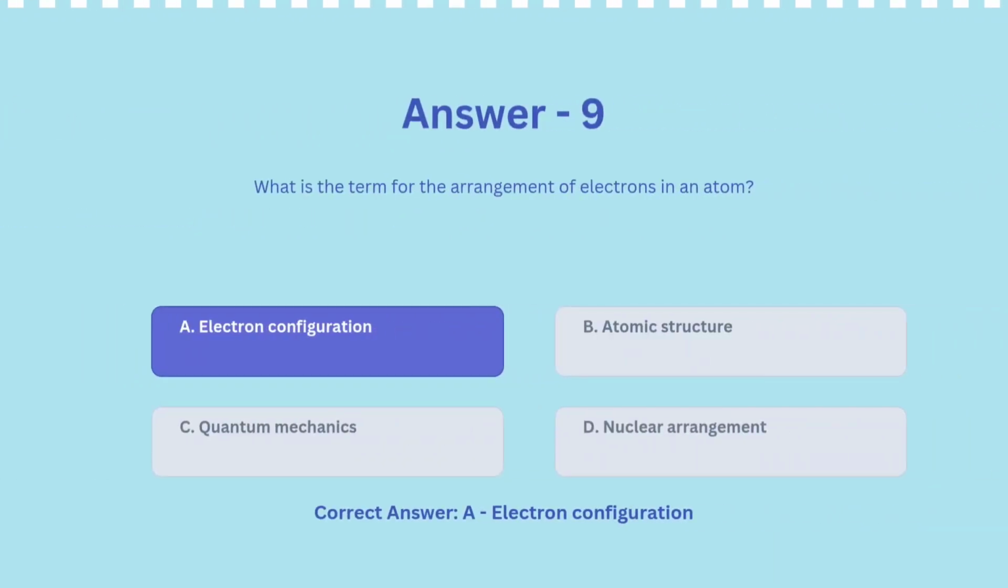Well, the answer is option A, electron configuration. This is very basic and you should know this to actually get an upper hand in atomic structure.